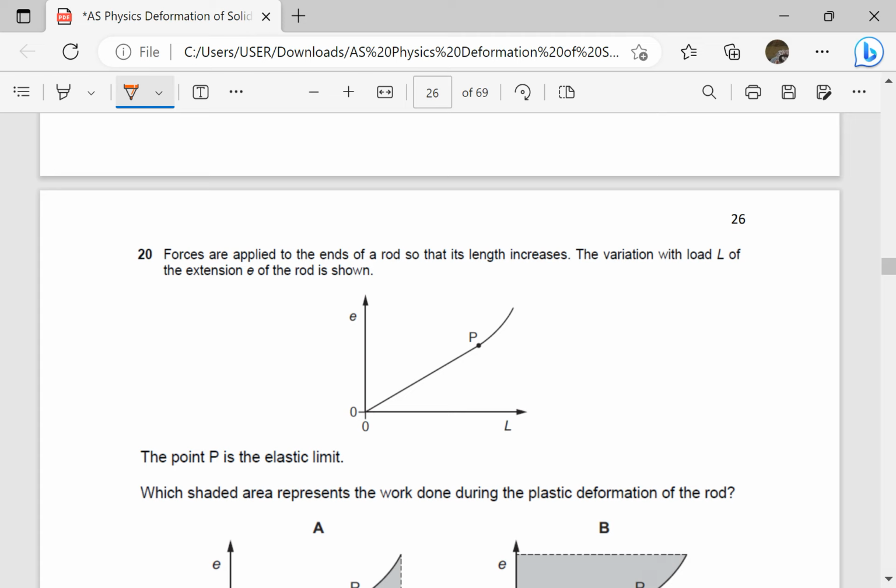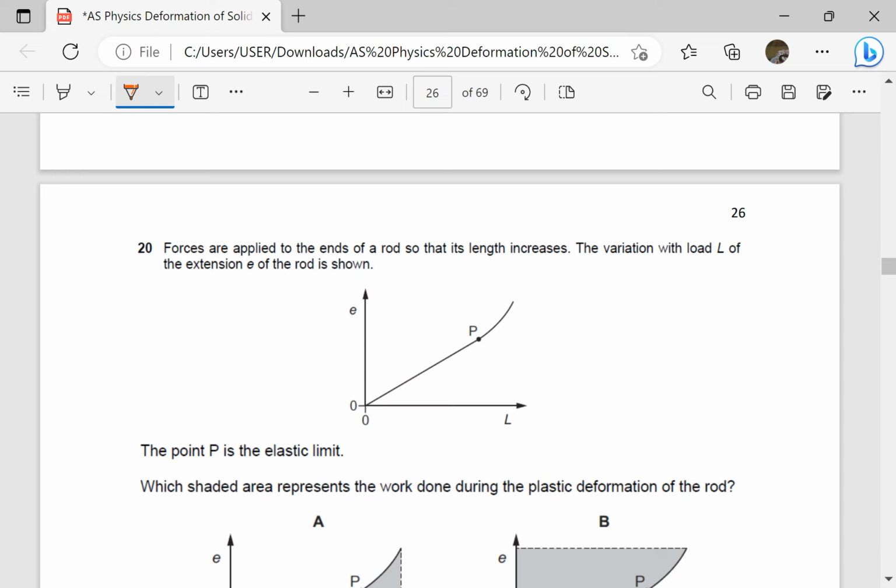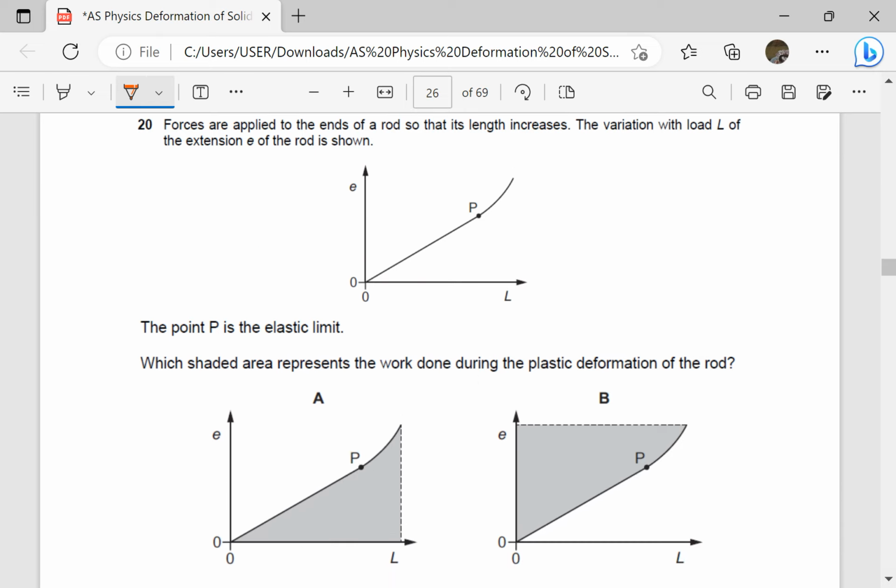Forces are applied to the ends of a rod so that its length increases. The variation with the load L of the extension E of the rod is shown. The point P is the elastic limit. Which shaded area represents the work done during the plastic deformation of the rod? So plastic deformation must be after the elastic limit.